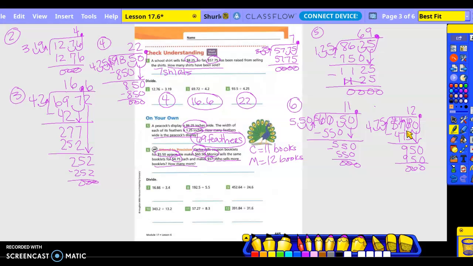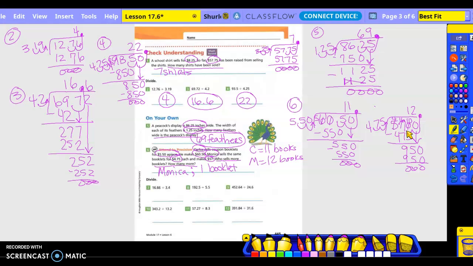Okay, so who sells more booklets? So Monica, and then our third step, which we can write out, but hopefully we all know what 12 minus 11 is, right? Okay, so Monica, and then how many more booklets? So 1 booklet.